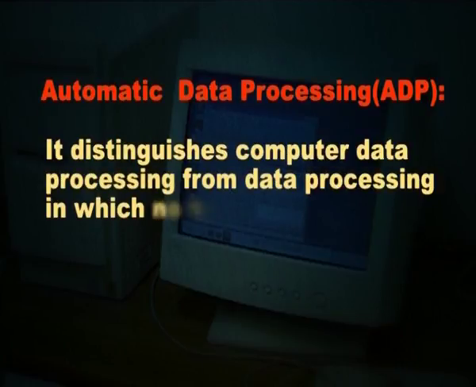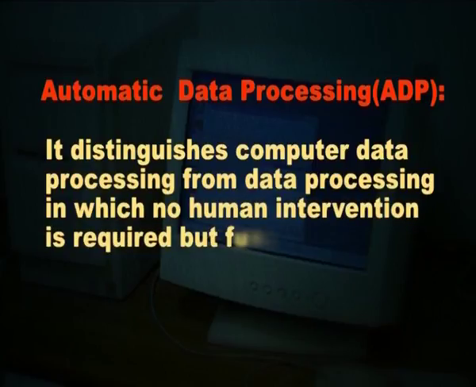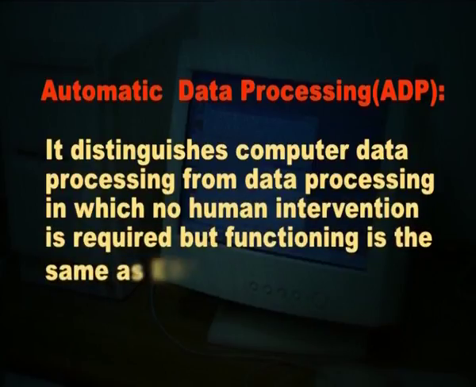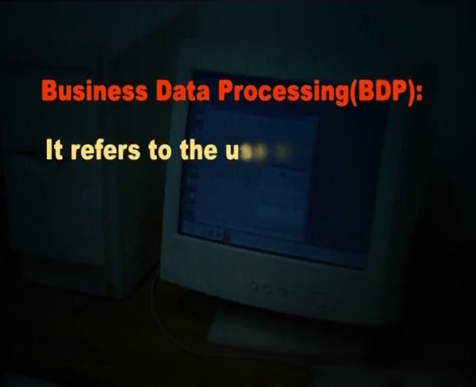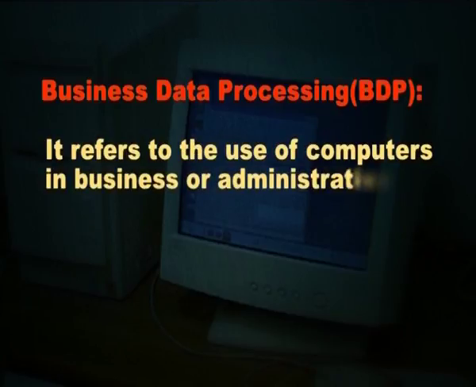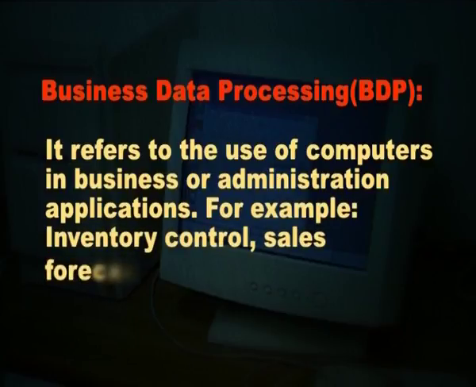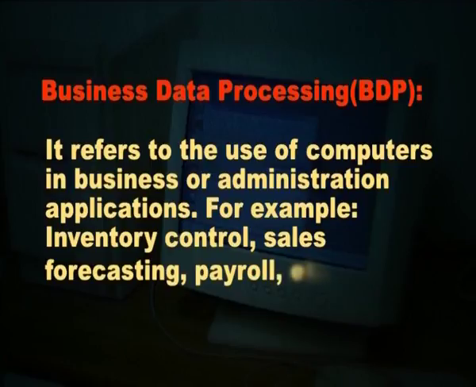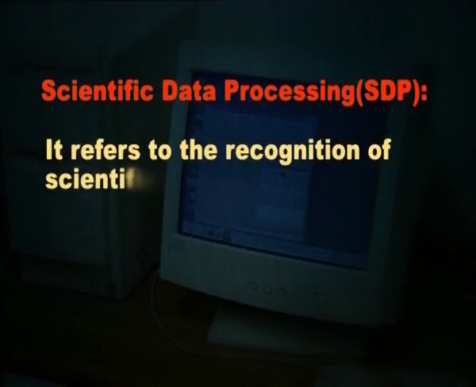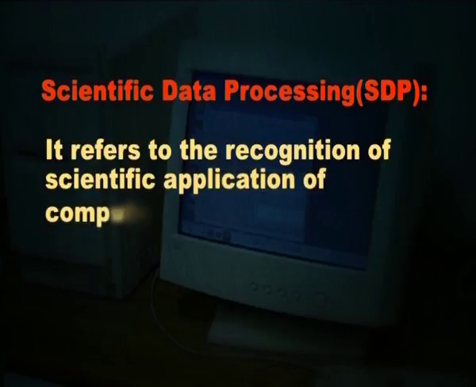It distinguishes computer data processing from data processing in which no human intervention is required, but functioning is the same as EDP. C. Business data processing or BDP. This refers to the use of computers in business or administration applications, for example, inventory control, sales forecasting, payroll, etc. D. Scientific data processing or SDP. This refers to the scientific applications of computers.